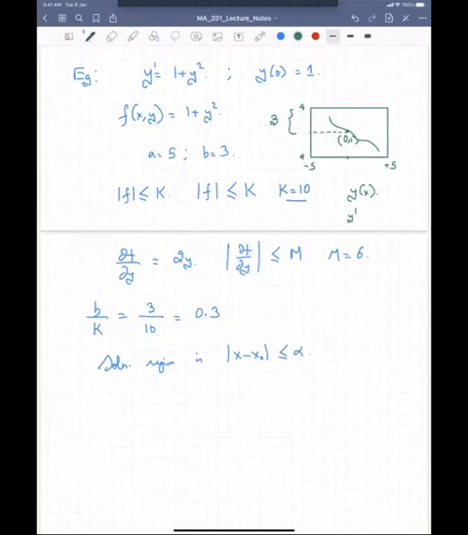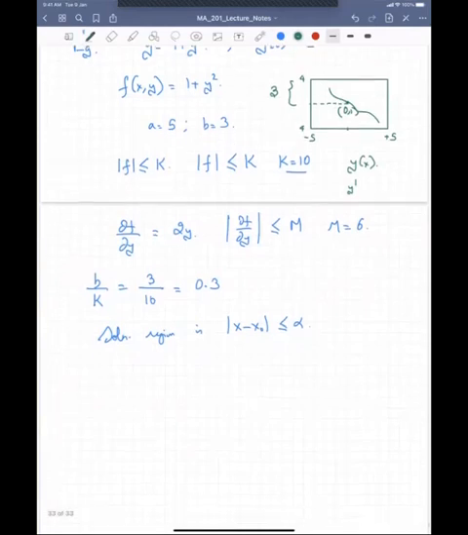Agreed? So if I claim that the function on the right-hand side, 1 plus y square, is bounded, what I'm claiming is that the slope at that point is also bounded, because the slope is the function. That is the differential equation, right?